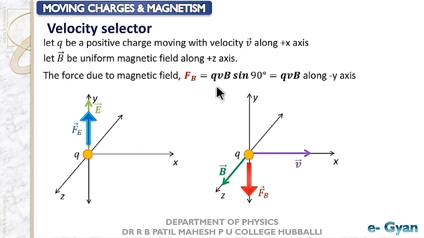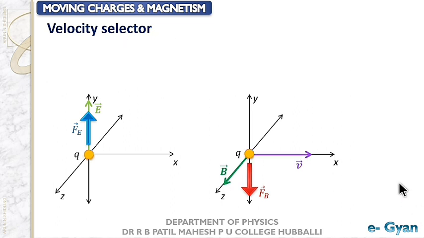So the value of that I can write to be QVB sine theta, where the angle comes out to be 90 degrees. Sine 90 is 1, so the magnetic Lorentz force FB on the charge comes out to be QVB. Now the angle, you can see here, between V and B, is 90 degrees, that is, x-axis and z-axis should be 90 degrees, right? So I have got this value.